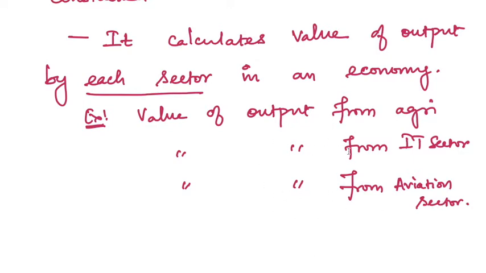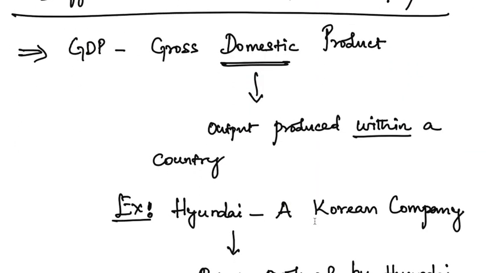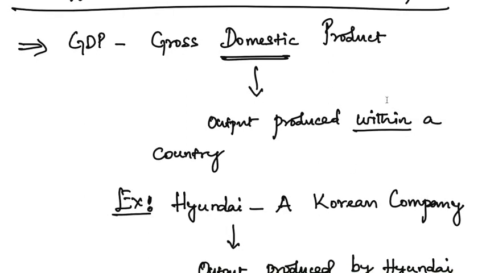So if you take all these things, and likewise the value of output from the other sectors, then what you get is the country's GDP according to the output approach. Now you have to understand the difference between GDP and GNI or GNP. You might be wondering what these terms GNI and GNP are. I'll explain. GDP, as you all know, is gross domestic product, and you have to pay attention to this part of the term.